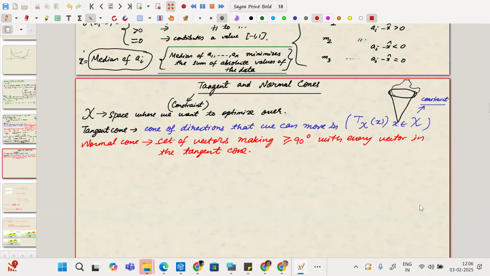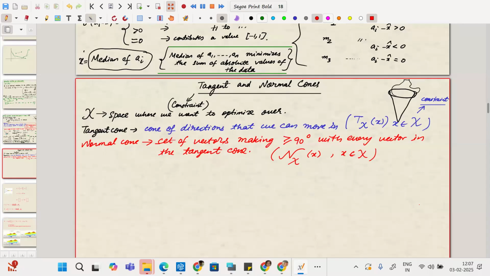Now let us come to the normal cone, how it should look like. Normal cone is denoted by N. It is defined on this space X where you want to optimize at point x. Obviously, x will be on that space. Okay. So far it is clear.